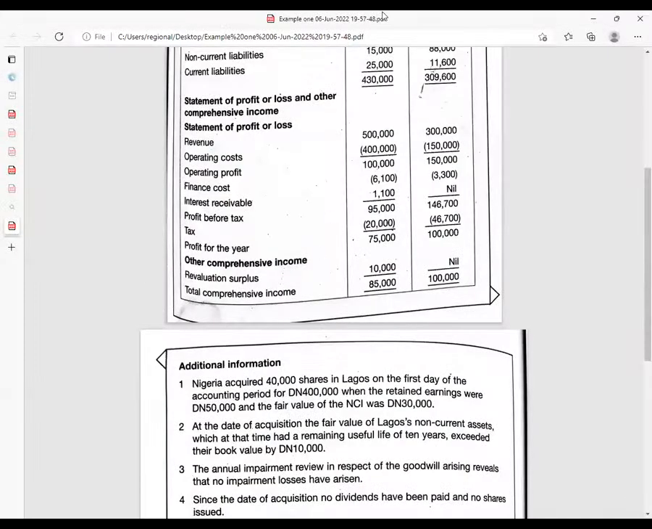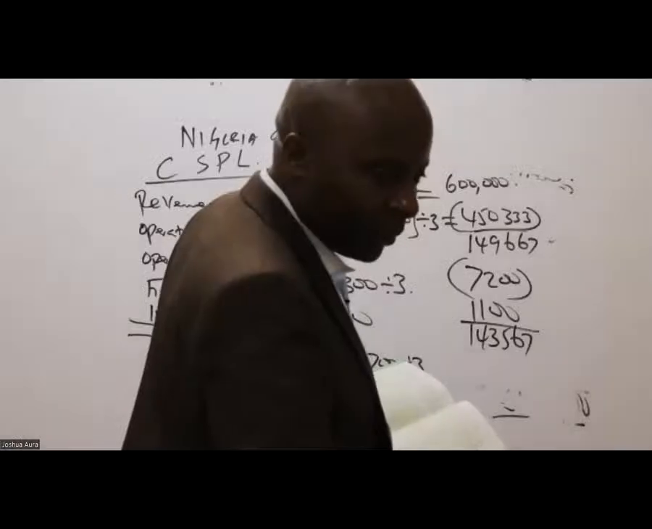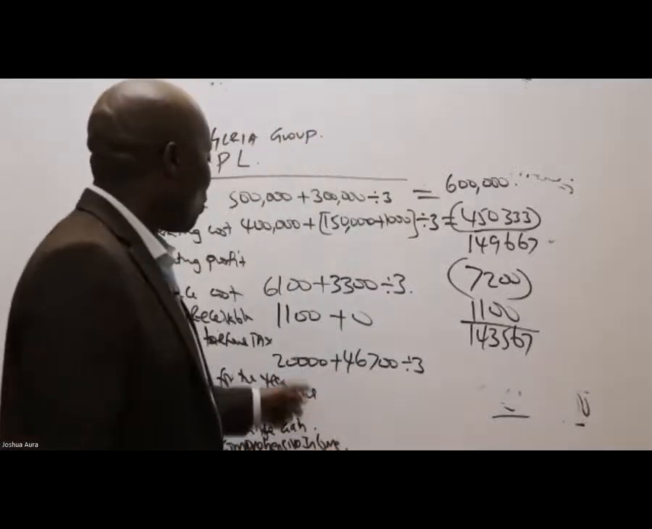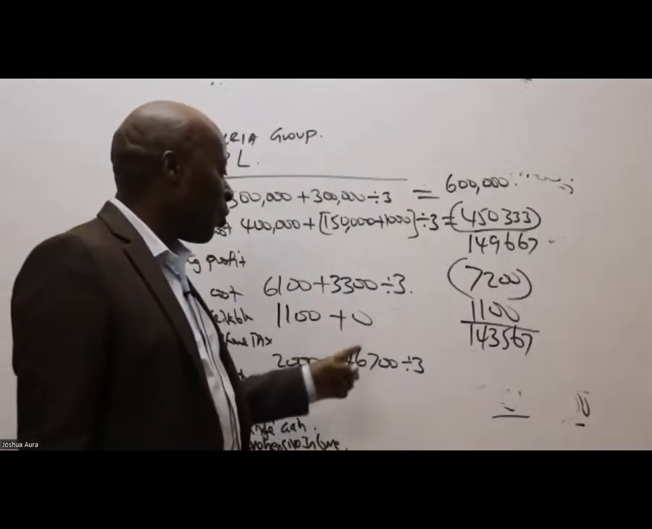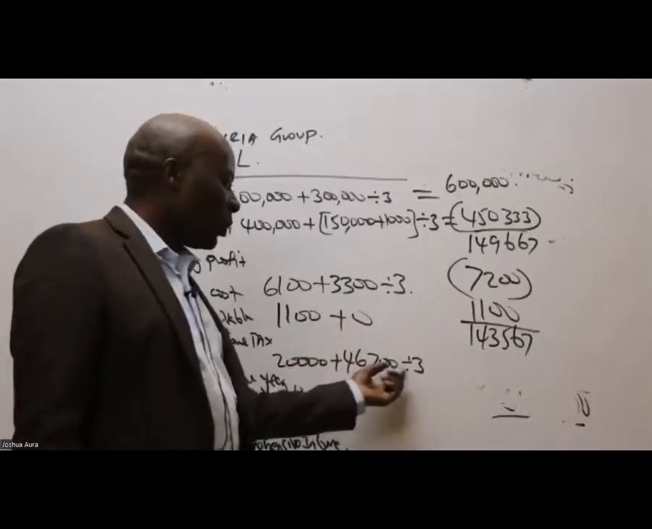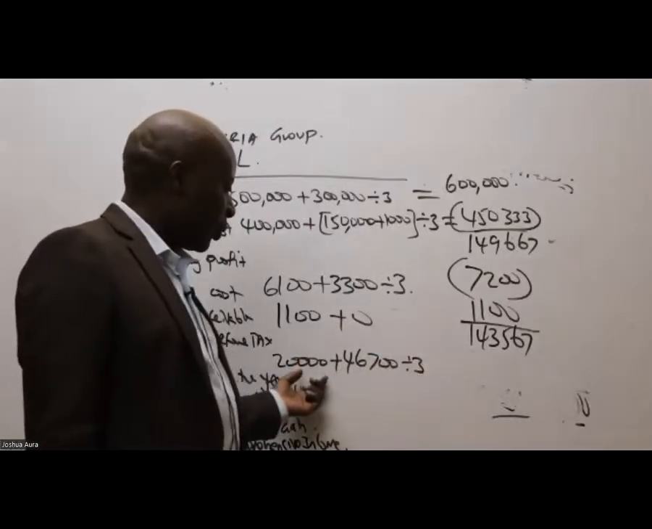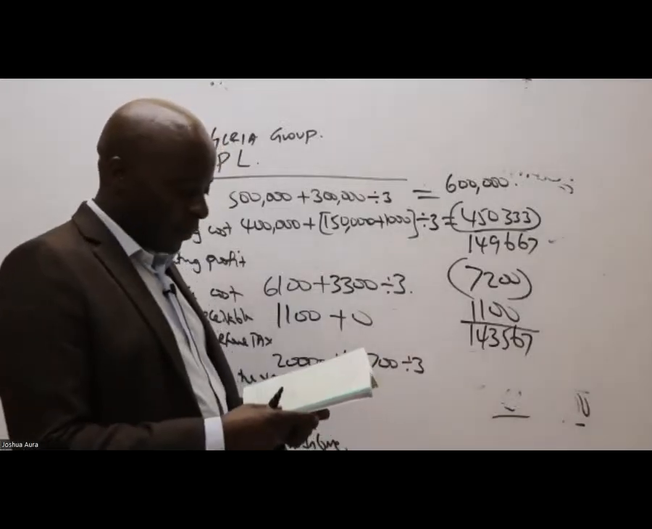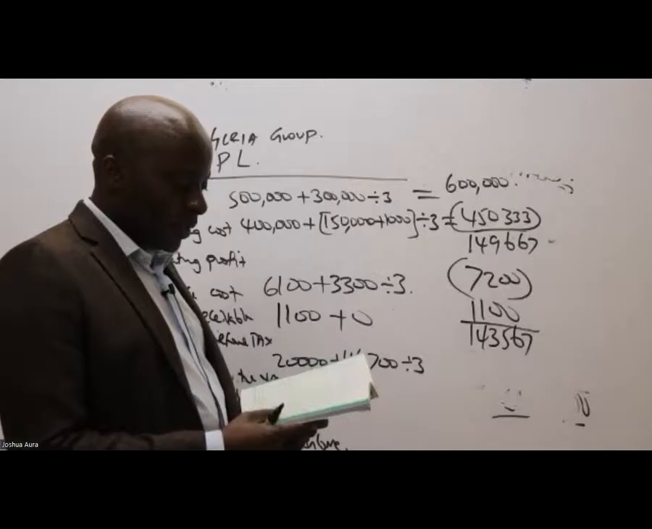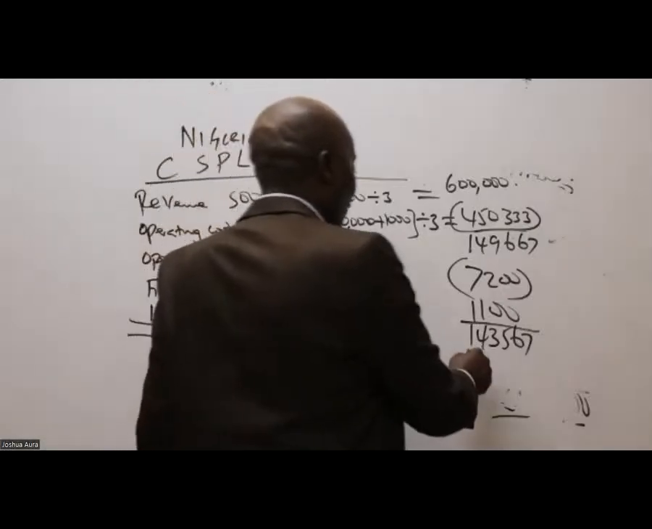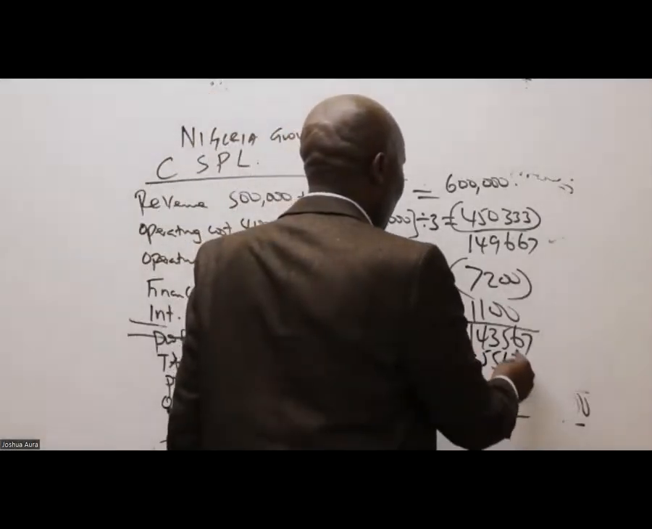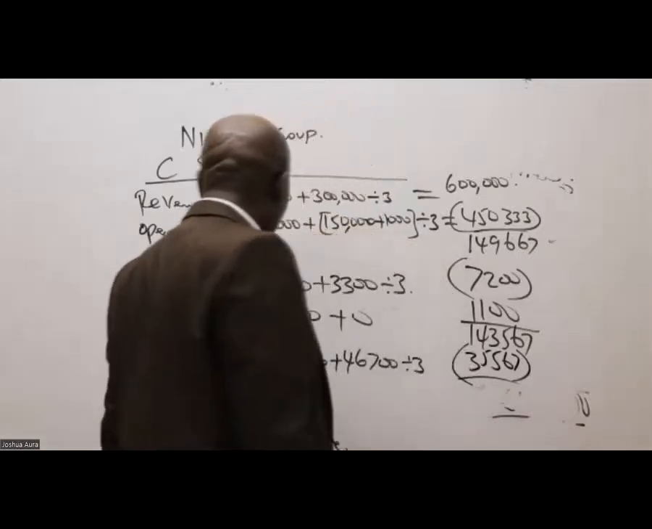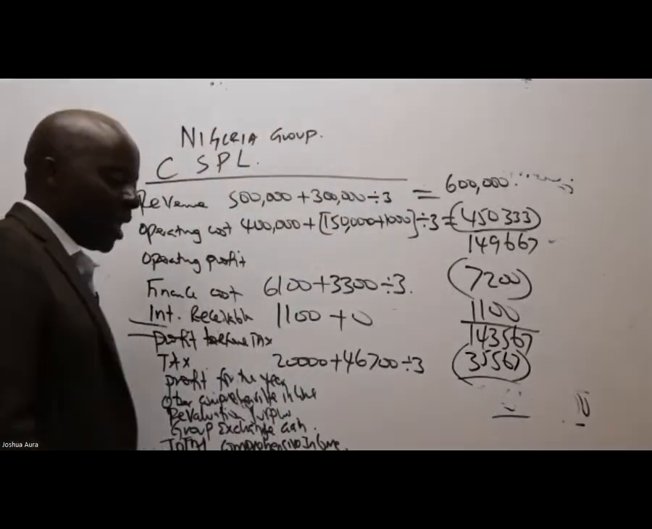46,700 divided by 3. And then please remember body mass. Don't say 20,000 plus 46,700 equals. No, it is only this number which is being divided by 3, plus 20,000. So what figure are we getting here, somebody? 35,567. So please go ahead and subtract this to give us the profit for the year.